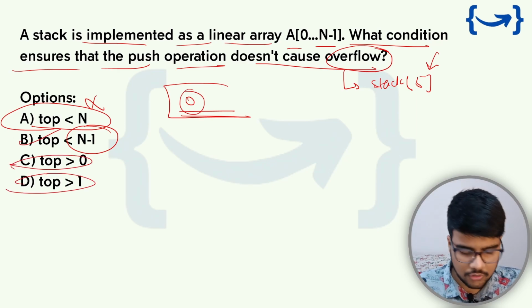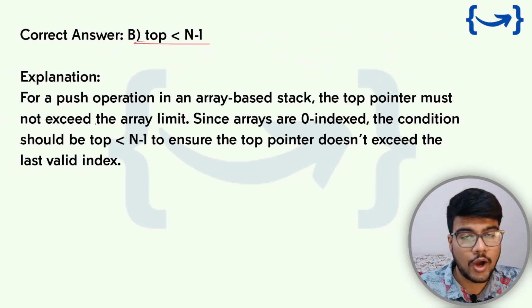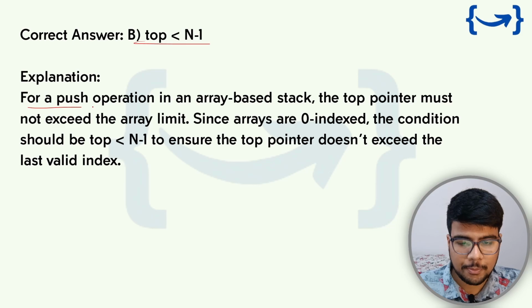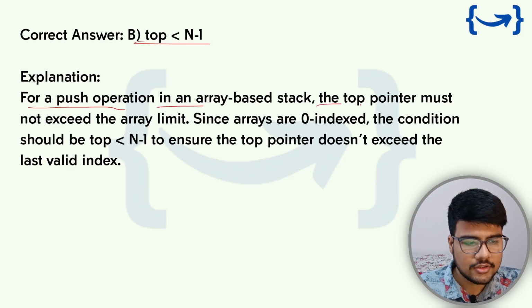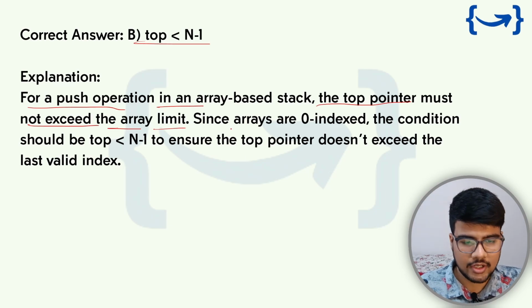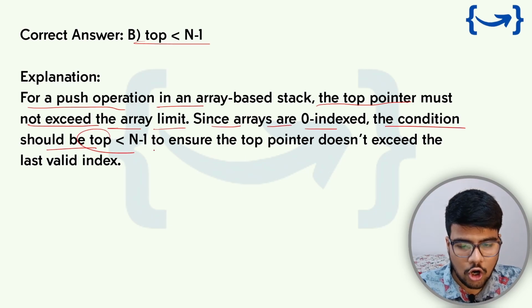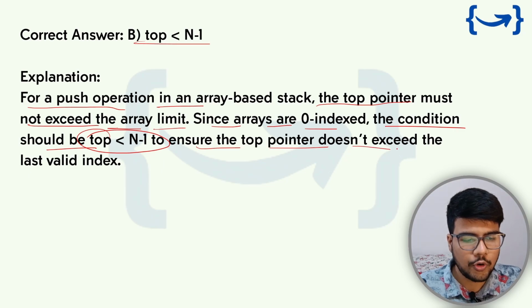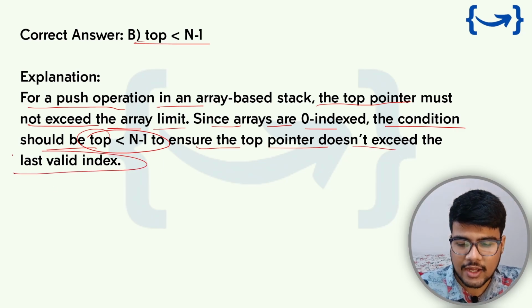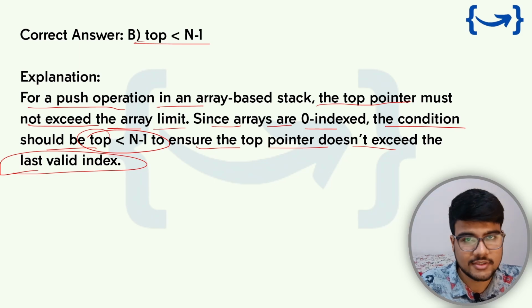This will not work, this will not work. And yes, top less than n-1. Why? We'll see the explanation as well. For a push operation in an array-based stack, the top pointer must not exceed the array limit. Since arrays are 0-indexed, the condition should be top less than n-1, to ensure the top pointer doesn't exceed the last valid index. So this is the explanation, and I hope you marked this question right.